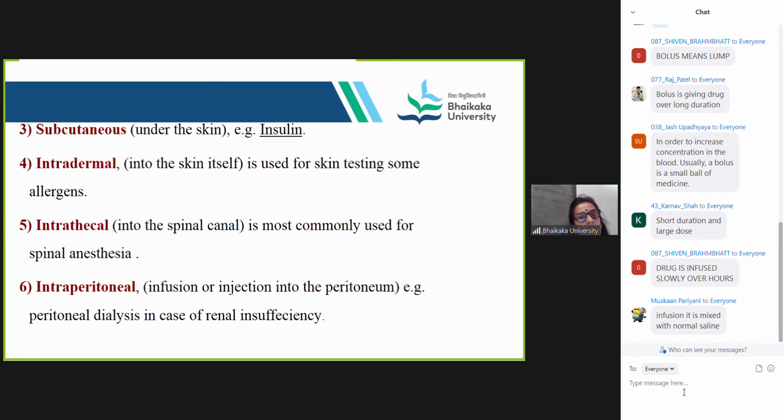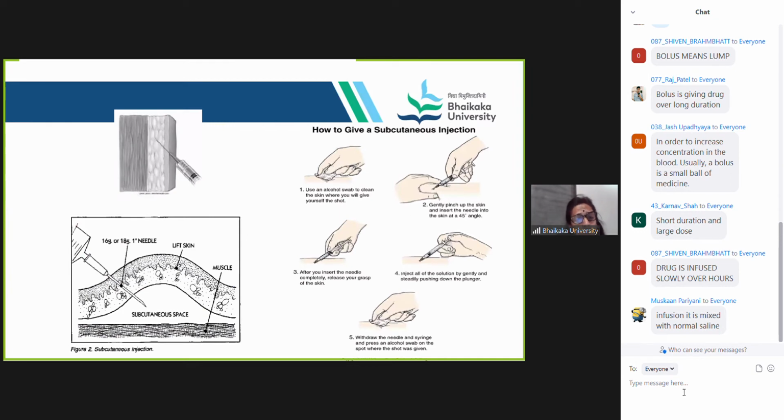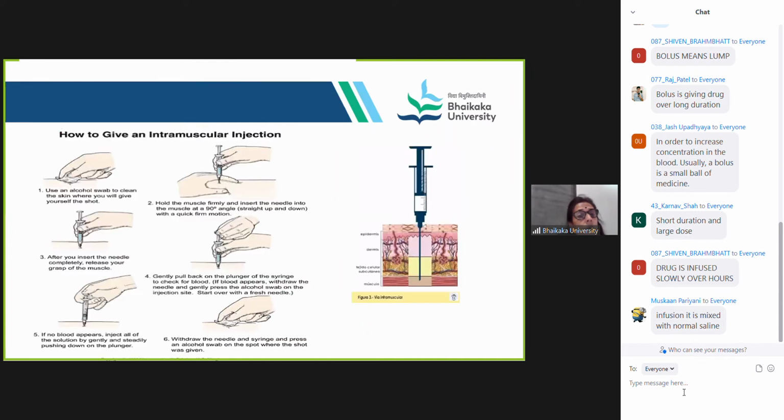These are the different parenteral routes and you have to give one example of each. Again, it is given in our manual and there is a special class for all these routes in detail with examples of drugs. So there are some pictures of how to give subcutaneous injection, intramuscular injections, and intravenous injections. I will provide a link after the completion of this class.